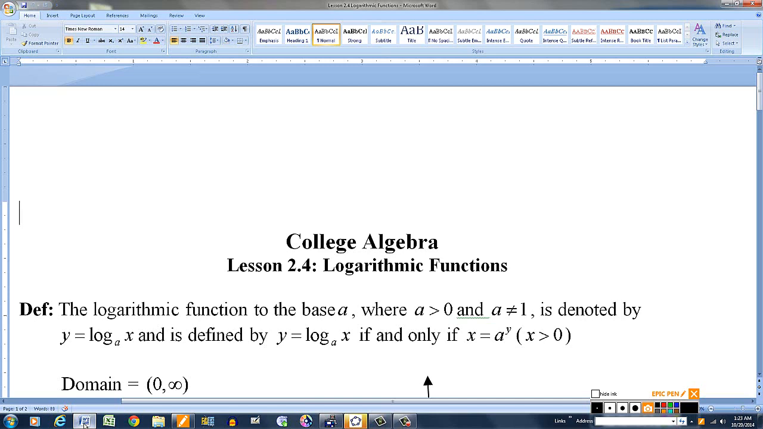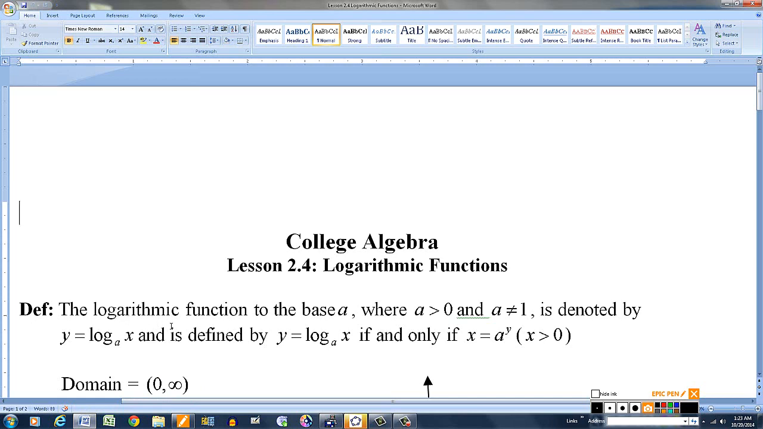We will continue with another lesson dealing with exponential and logarithmic functions. In this case, the focus will be on logarithmic functions. This will be lesson 2.4. So let's look at the definition.